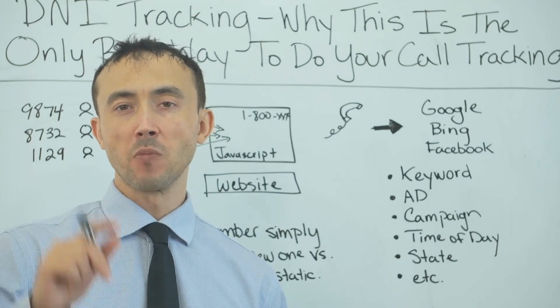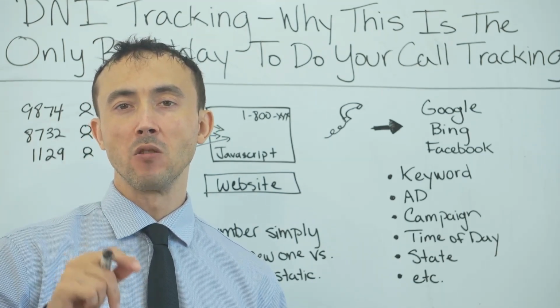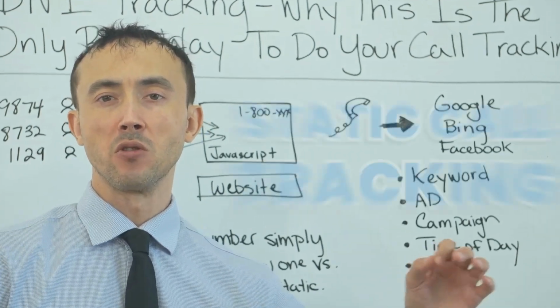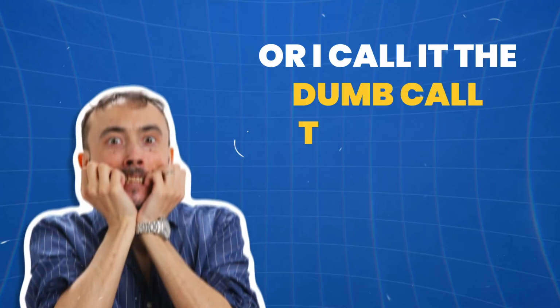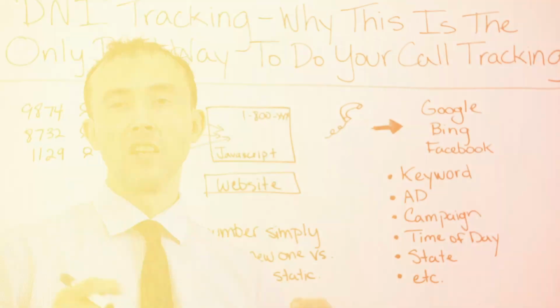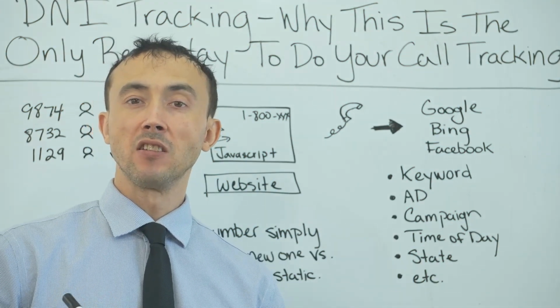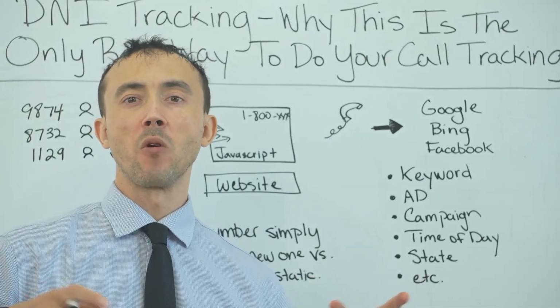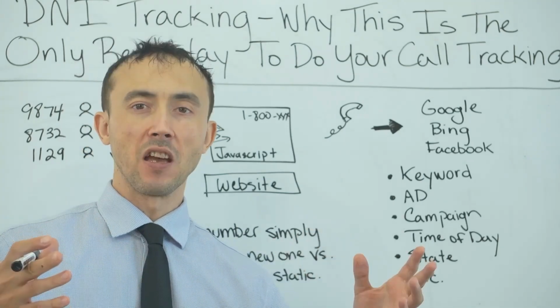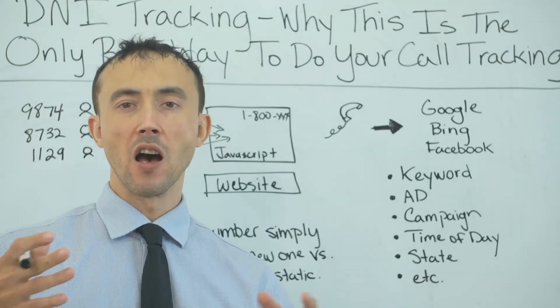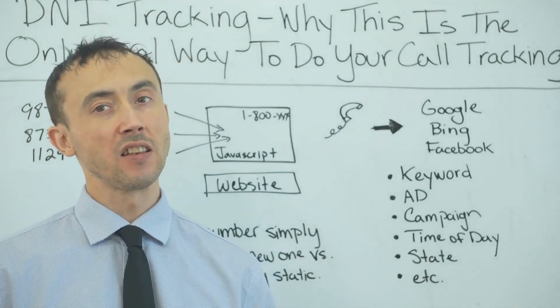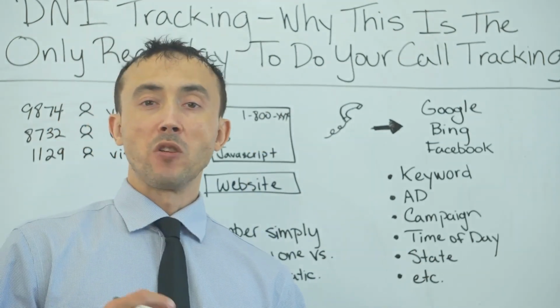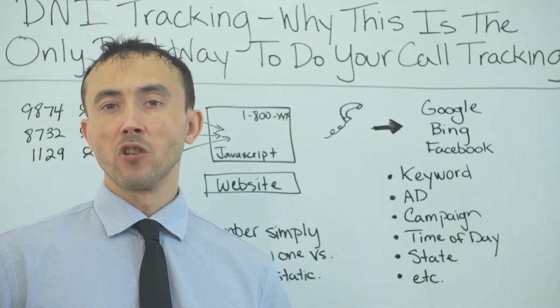Well, funny you ask, because the crappy way to do call tracking, your other way, is through static call tracking, or I call it the dumb call tracking. It doesn't have the elements necessary to track a call from one keyword versus another. It can only track whether a call came in from the account as a whole, the campaign as a whole, not as a keyword as a whole. And which makes a big difference in the amount of results you're going to get from your ads.